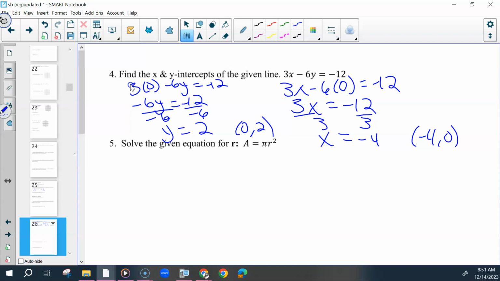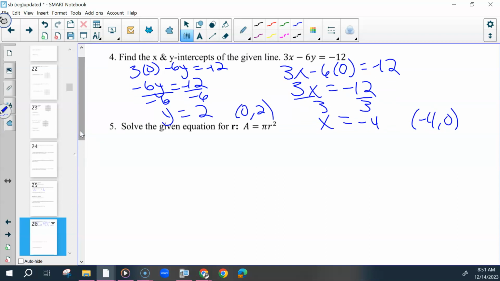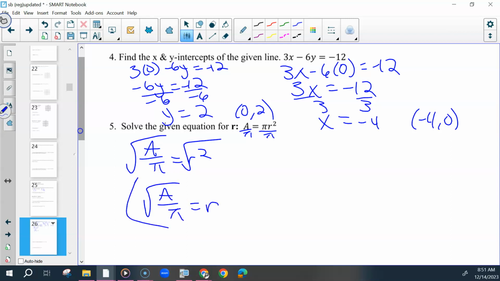And then number 5, we're solving this equation for r. We need to get rid of pi by dividing on both sides. Get rid of the squared by taking the square root on both sides. So the square root of A over pi equals r is our final answer. Questions on that?